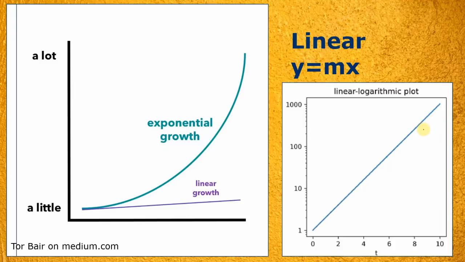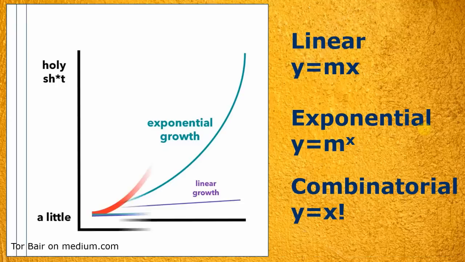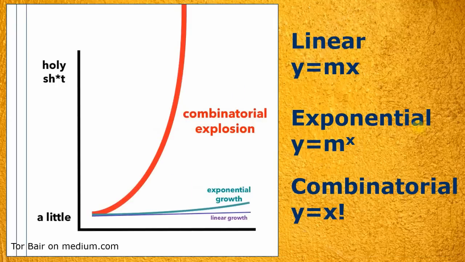But interestingly, there is another form of growth, and that's something called combinatorial growth. And that gives you an explosive move here like this. And you can see that it dwarfs exponential. So if you thought exponential growth was cool, this is super cool. And the formula for this is y equals x factorial.